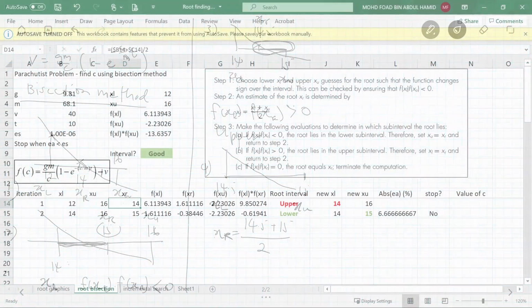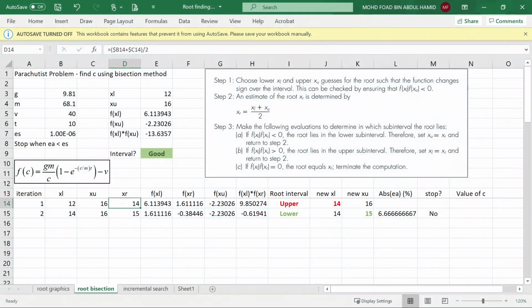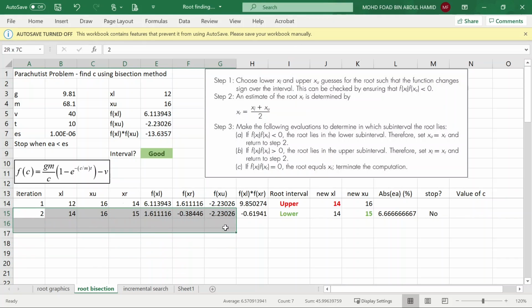Let's take a look here. Now we know that my root is in the lower interval. The new lower bracket is 14 and 15. So this is the error. We'll talk about error later. Okay, so let's copy this. I don't have a mouse here, so this is not as easy as I hoped.